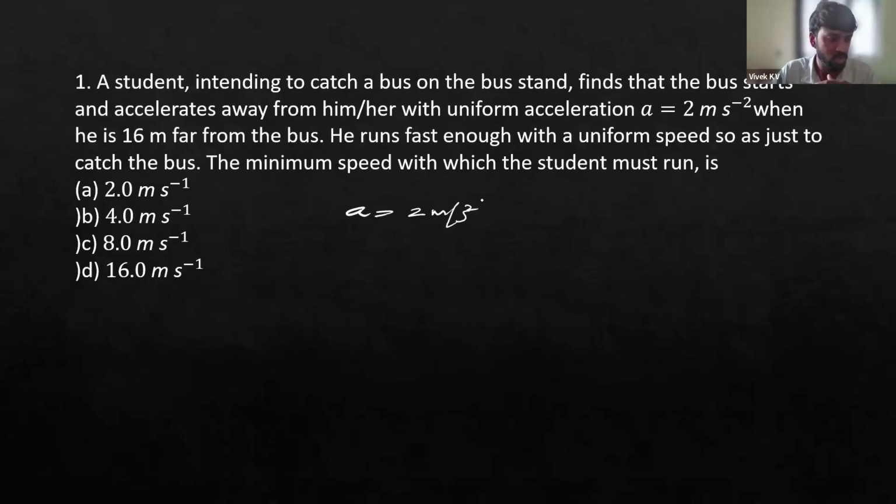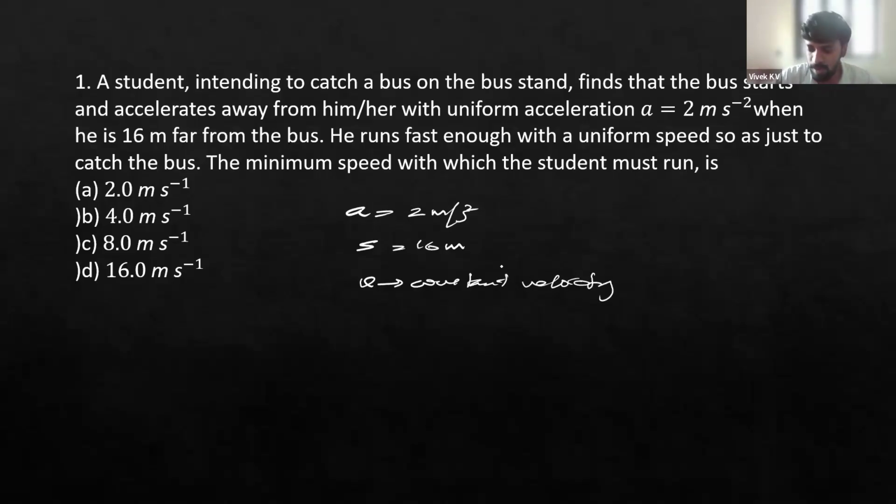The bus is already at a distance of 16 meter ahead of the student, and he has to run with a uniform speed, a constant speed of u, so that he can actually catch the bus. So we are given that the bus is ahead by a distance of 16 meters. This is a case where we can use equations of motion. Imagine that the student is running with a constant velocity u.